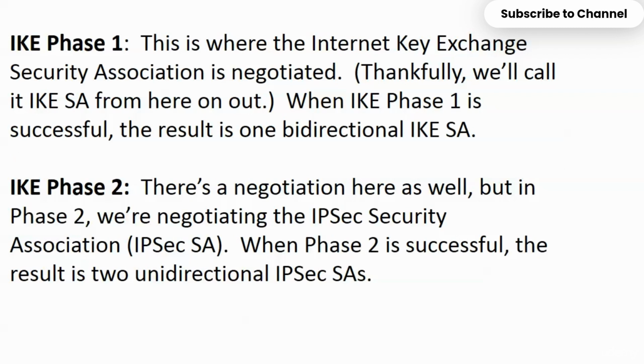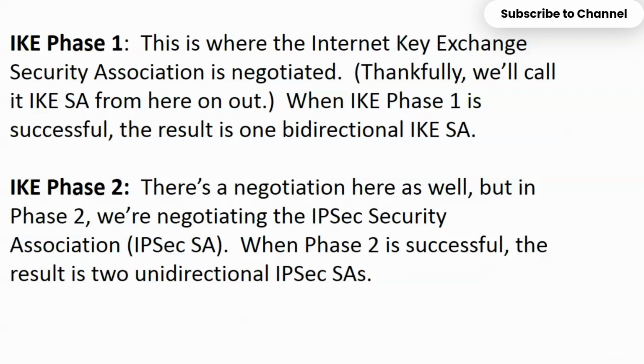Be sure you have these 2 phases totally clear in your mind as to what goes where and what's going on with IKE Phase 1 and IKE Phase 2. They're both negotiations. The first one, this is where the, take a deep breath, Internet Key Exchange Security Association is negotiated. And that's what we call an IKE SA, and that's what we'll be calling it from here on out. When this phase is successful, the result is one bidirectional IKE SA.